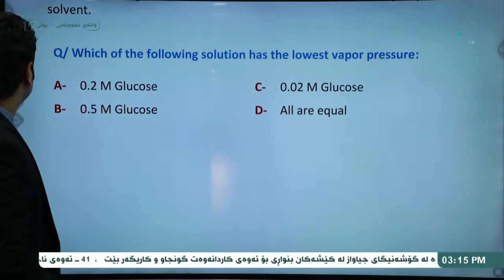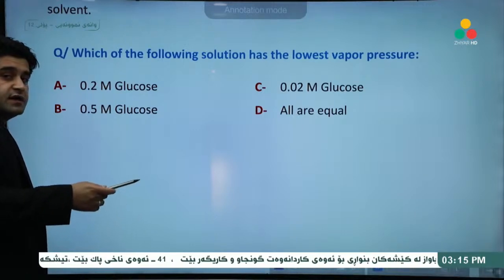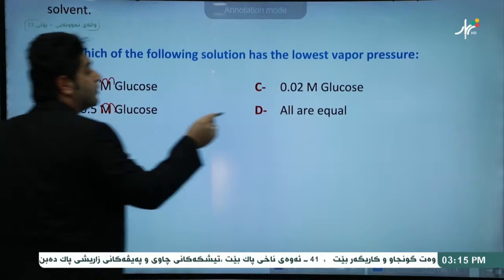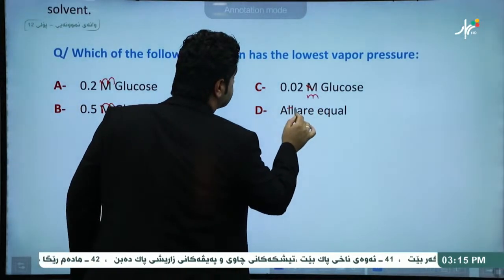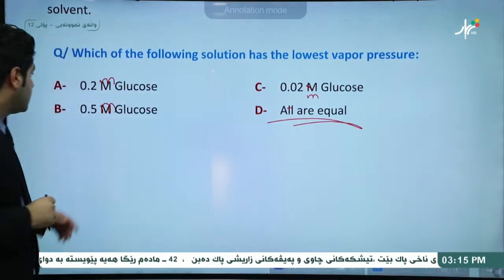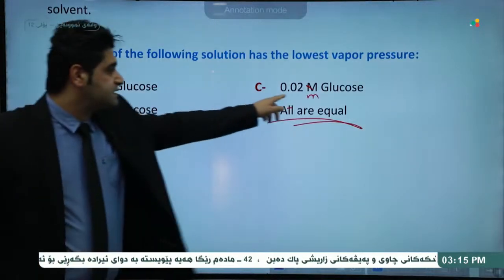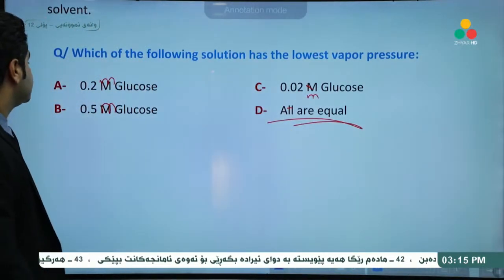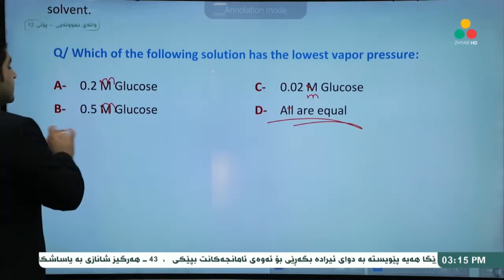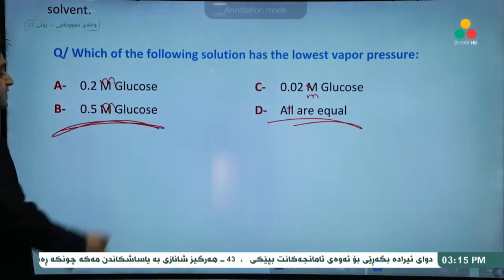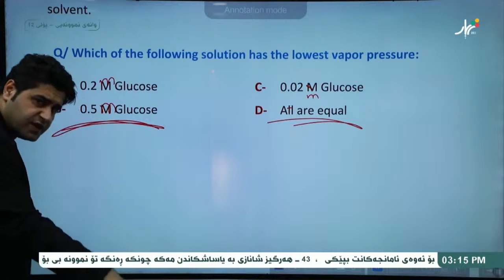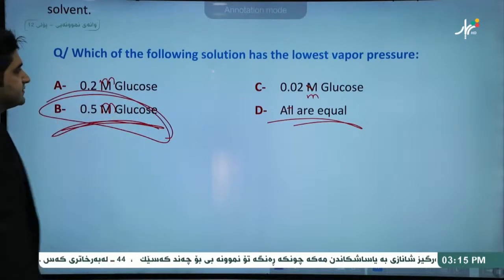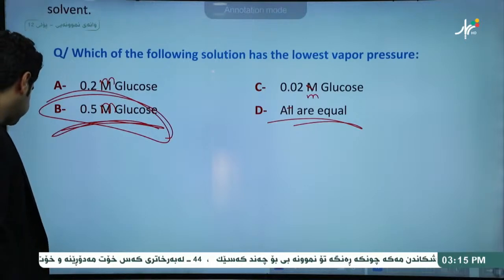Because in chapter 2, we're going to talk about pressure and temperature, that's why we should use molality. Molality, small m. Okay? So, 0.2 molar glucose, 0.02 molar glucose, or 0.5 molar glucose. And here we have the most concentration. That's why we will have more lowering in vapor pressure. We have the least vapor pressure. So the right answer is that.